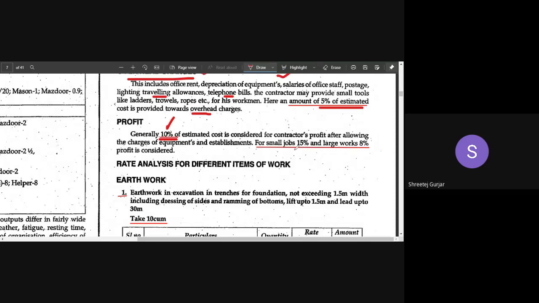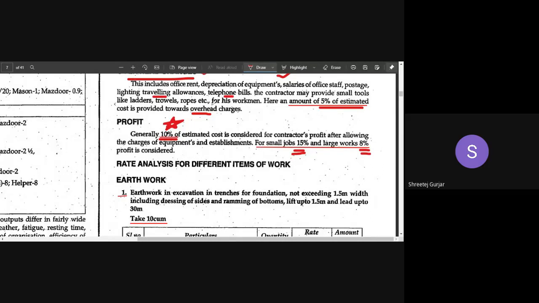For small jobs, your profit may increase. For a small job, it may go to 15%, and for large works, it may come down to as much as 8%, depending upon your interest. It is your decision to keep this particular percentage. If it is a small job, usually the percentage will increase, and if you are dealing with a very large work, the percentage profit you keep is lesser. So 10% is just a standard thing, but it can vary depending upon your type of work and the situation.